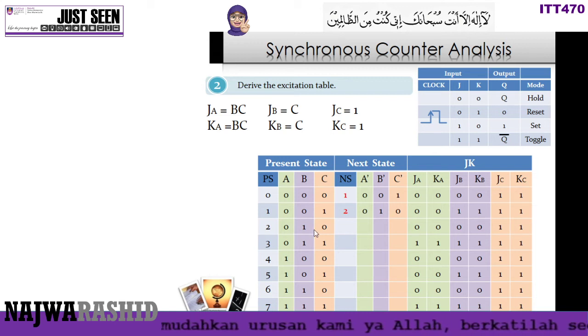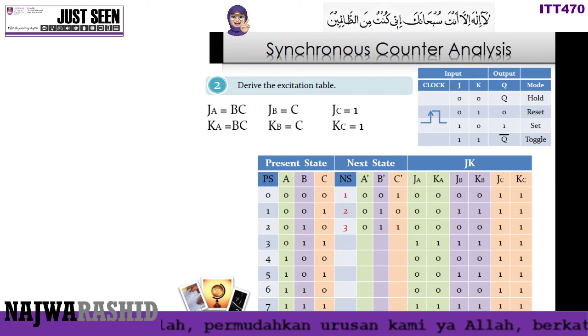Next you need to identify the third row. JA and KA 0, 0, that means you hold the previous value. This one is 0, this one will be 0. Okay, 0, 0. So this one is 1, this one will be 1. 1, 1, toggle. So this one is 0. The next C prime must be 1. Okay, so the next state is state number 3. So from state 2 it will go to state number 3.